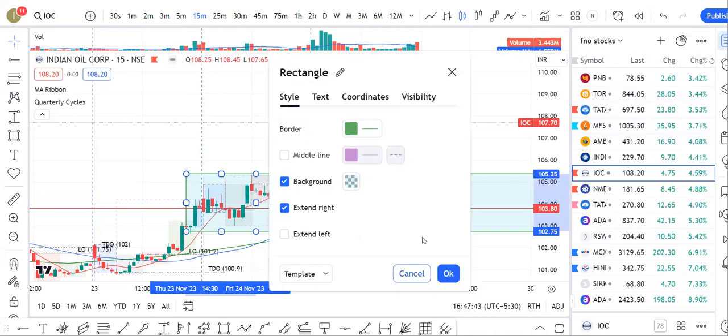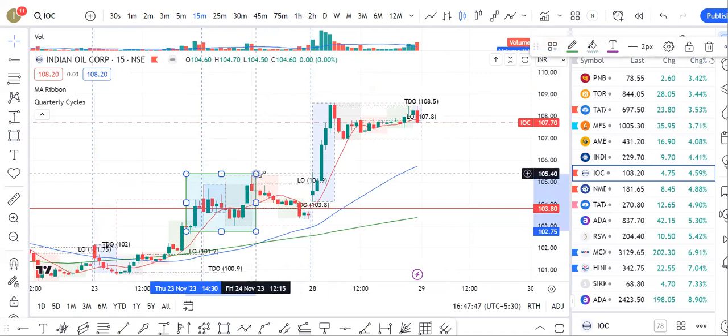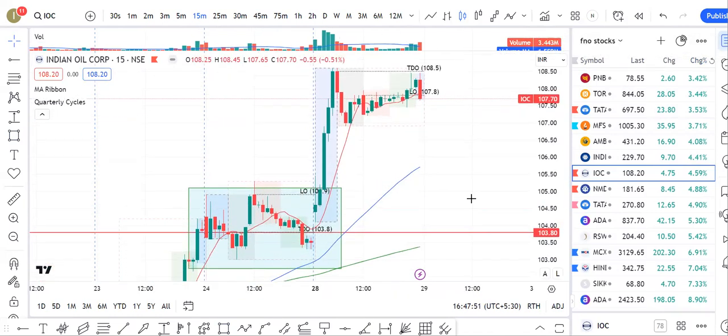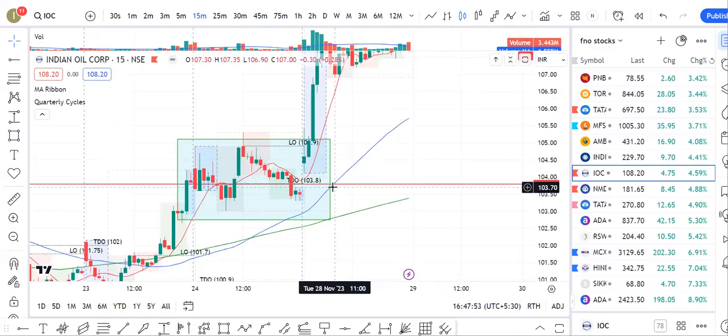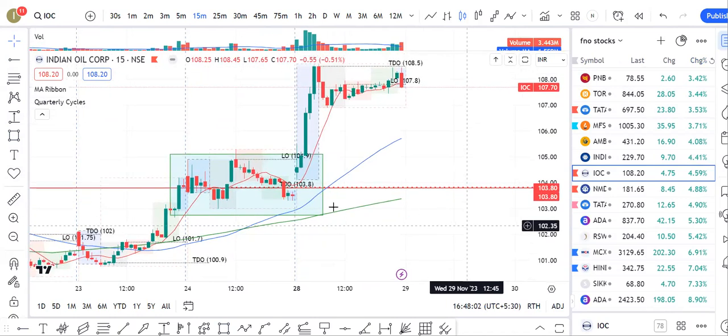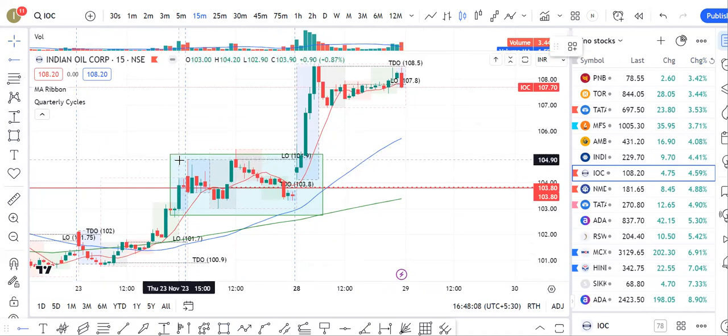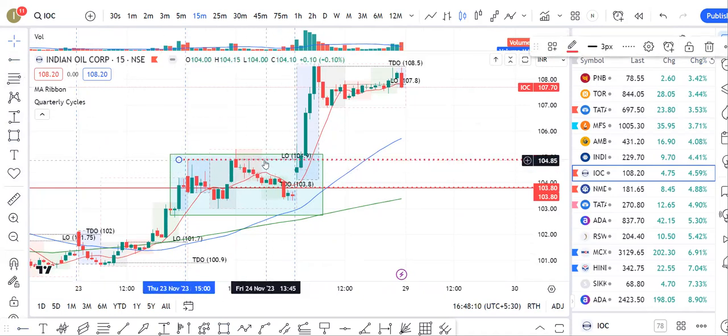And then let's take out this. See, this was the boundary. And the session true day opening was 103.8. And it was not like a trap actually. It started from here. What is the session low? This is the low of the manipulation, this one.